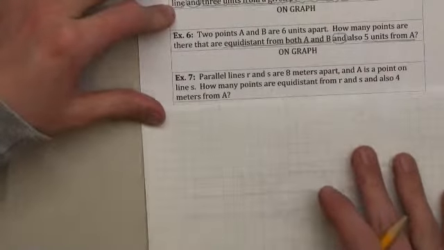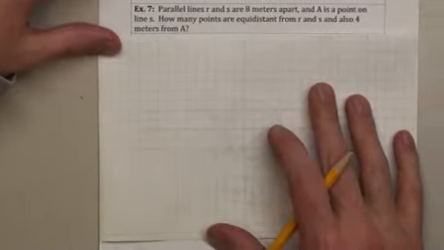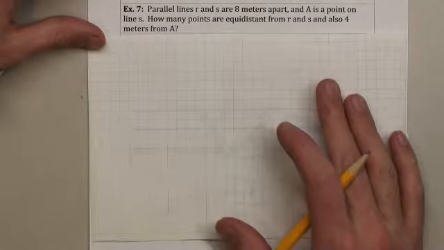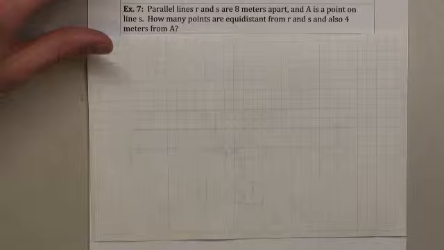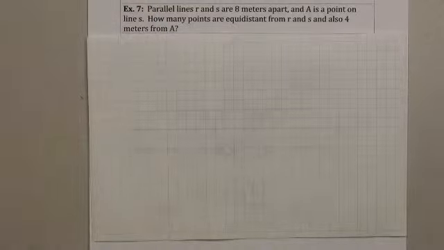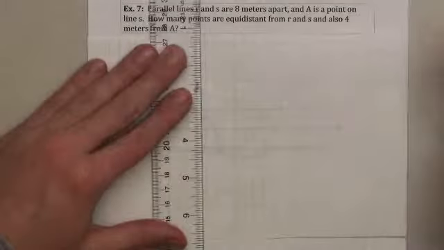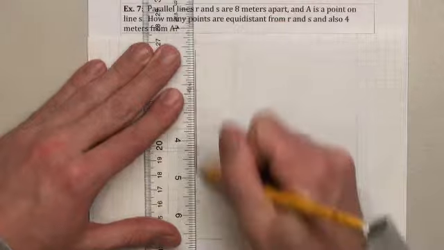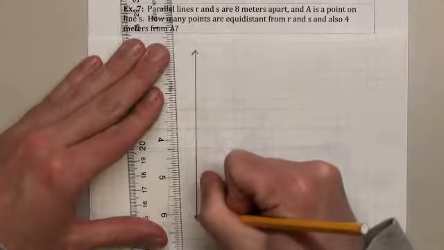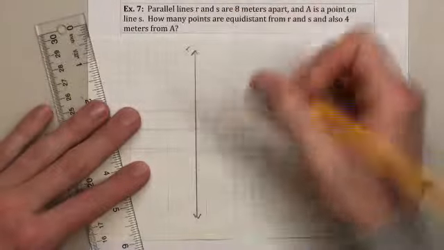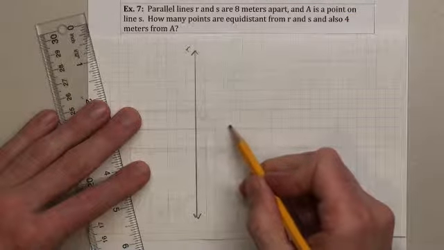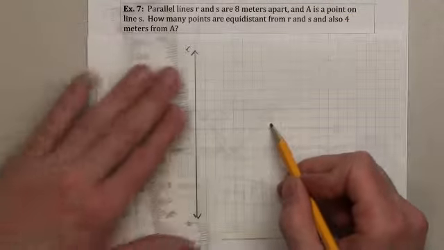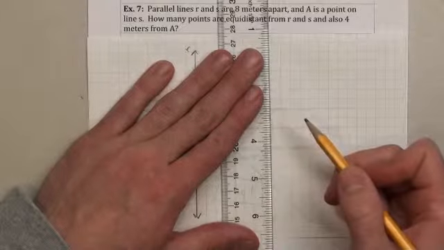So now on the bottom of that, let's do 7. Parallel lines R and S are 8 meters apart. Okay. So let's draw these 2 parallel lines. I'm going to draw them vertically. It doesn't matter how you want to draw them, as long as they're parallel. So this will be R, and then 1, 2, 3, 4, 5, 6, 7, 8. 8 units away is S.